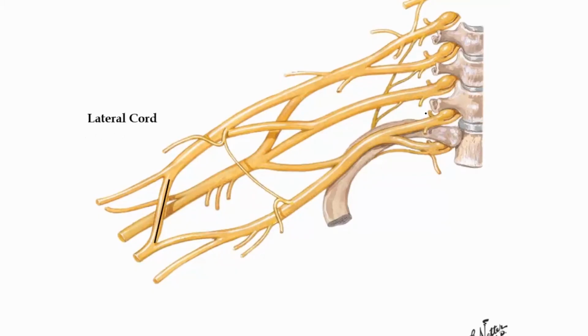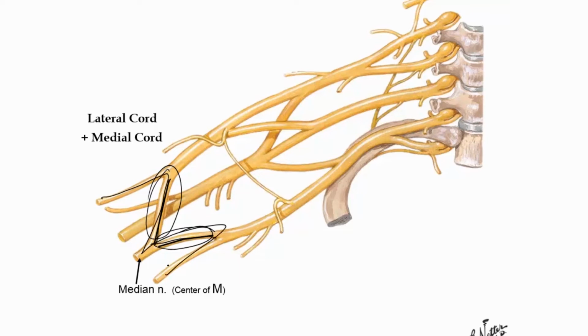If we take a component of the lateral cord plus a component of the medial cord, so a lateral branch and a medial branch, if you will, we form the median nerve. So we get spinal segments 5, 6, and 7 from the branch from the lateral cord. We get C8 and T1 from the branch from the medial cord. And we form the median nerve, which lives at the center of this M. So the orientation in the anatomical situation is very helpful with understanding that the median nerve is the center of the M. So you can see that here.